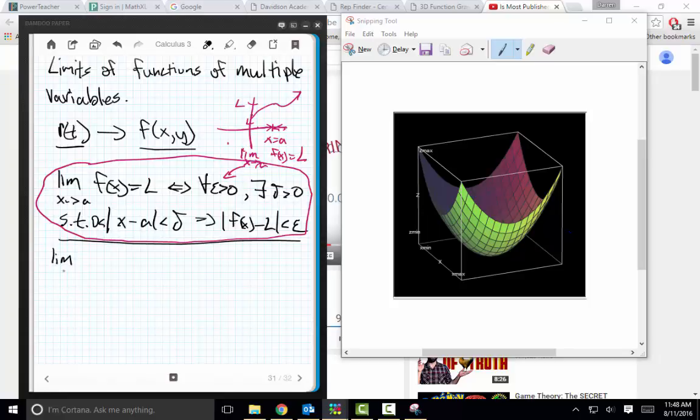Okay, so first things first. Instead of having x go to a, we're going to have x, y go to a, b. These are ordered pairs, predictably. Remember, f of x, y, think about it as always equaling z, right? The limit of f of x, y equals L if and only if, for every epsilon greater than 0, there exists a delta greater than 0 such that, now here's where it gets crazy, if x, y is an element of the domain, all right?